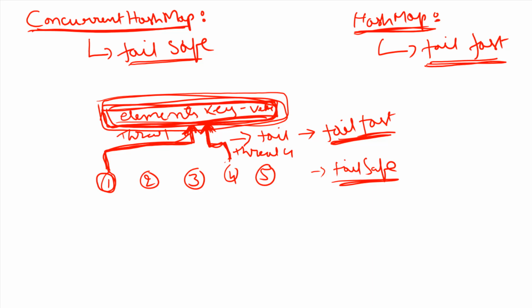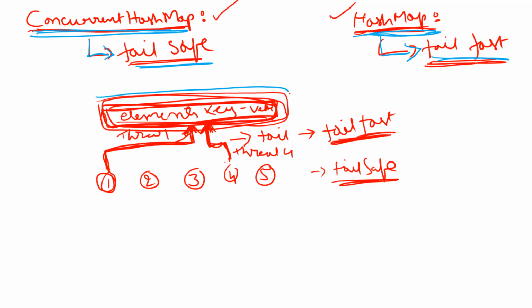But what are the operations that we did on hash map? The same operations we can do on concurrent hash map also. Let us see this one more time. So concurrent hash map and hash map, normal hash map. What is the difference between these two? Concurrent hash map is a fail safe one and hash map is a fail fast one.